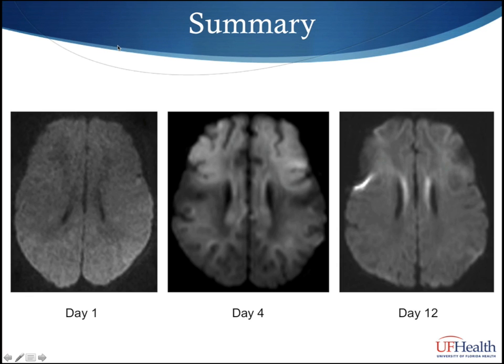So here is an important example of the role of diffusion-weighted imaging. On day 1, we see no apparent abnormality in this infant with severe HIE. By day 4, you can appreciate now that the majority of the brain is abnormal, particularly the frontal lobes. At day 12, there's been normalization of these areas, some minimal cortical restricted diffusion, and restriction within the corpus callosum is related to underlying seizures.